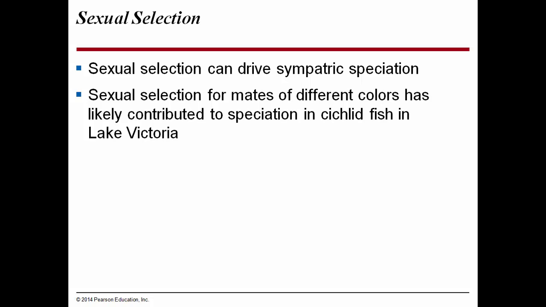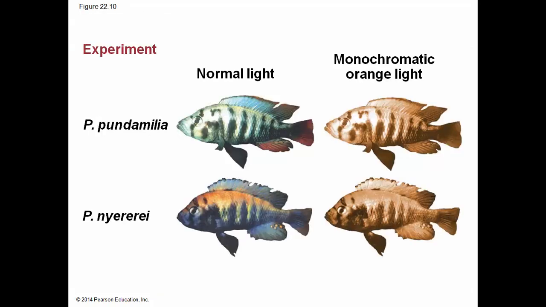Sexual selection can drive sympatric speciation. Sexual selection for mates of different colors has likely contributed to speciation in cichlid fish in Lake Victoria, Africa. This is a very interesting phenomenon here. Okay, under normal light conditions, the female of the species will select only within their species. But under changed light conditions, under monochromatic orange light, where these species look similar, the female will mate with either species and produce viable offspring. So this distinction of speciation suggests that the speciation is a relatively recent event.